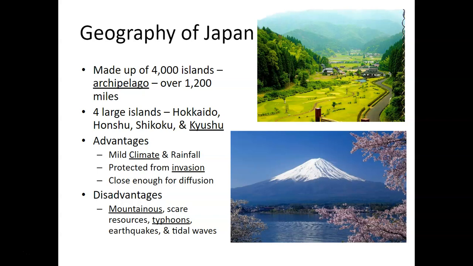Also, because of the islands themselves, and the fact that it is not connected to the mainland, Japan is pretty well protected from invasion. However, even though it's separated and protected from invasion, the distance is not so significant that you can't bring in the benefits from the mainland of Asia and get the cultural traits and diffusion coming over to them. So they're close enough for diffusion, but far enough away to be protected from invasion.